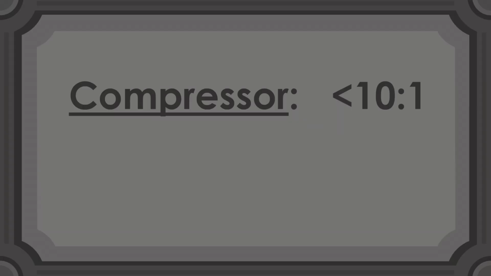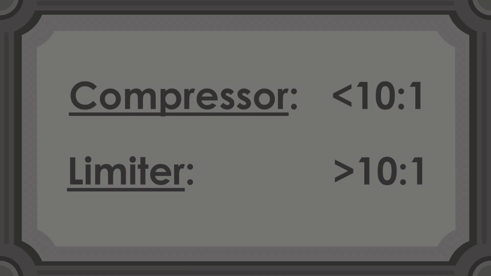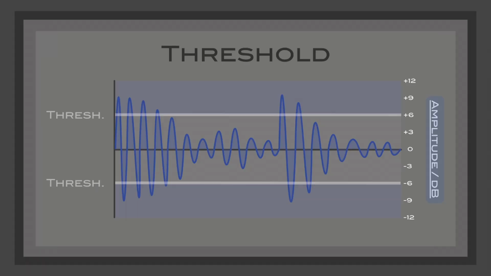Ratios below 10:1 are considered compression, while ratios above 10:1 are technically considered limiting, although in an ideal world, you'd like a ratio of infinity to 1, so that the peaks never go over the threshold. This is the main difference between a limiter and a compressor. But these amounts will only be applied to the amount that goes over the threshold.